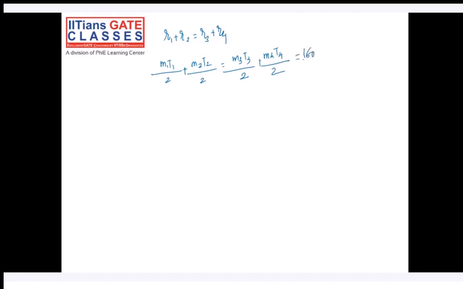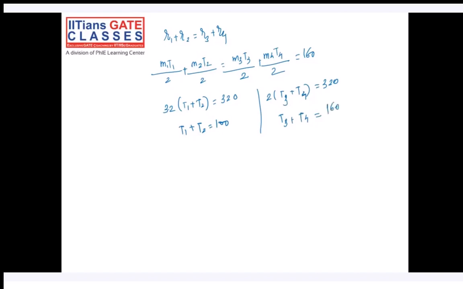Module for gear 1 and gear 2 is 3.2. So it's 3.2 divided by 2 into T1 plus T2 is equal to 160. So I can write it as 3.2 times this much equal to 320. Okay. And module of gear 3 and 4 is 2. So 2 times T3 plus T4 is equal to 320. So using this, I can make T1 plus T2 can be written as 100, and T3 plus T4 can be written as 160. Okay.